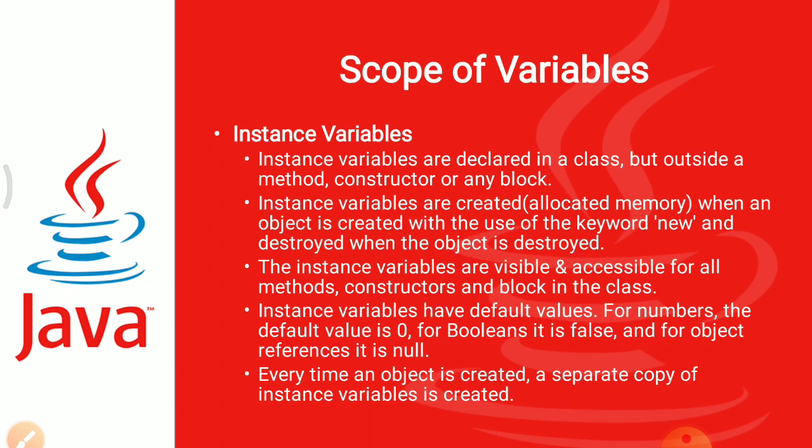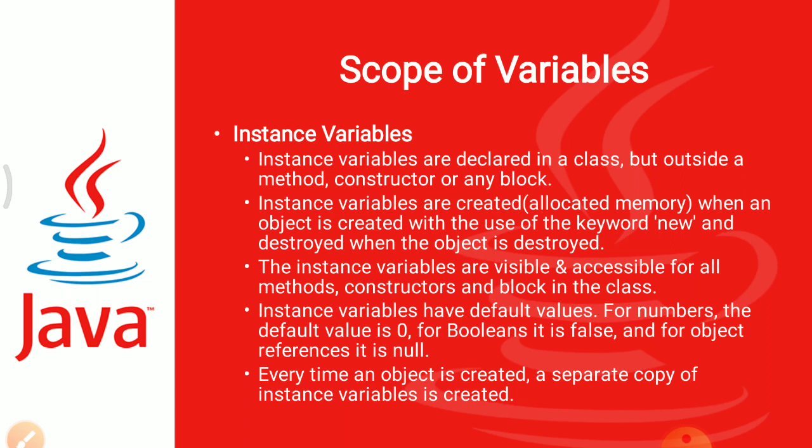Instance variables are declared in the class, outside any method, constructor or block. Instance variables are allocated memory when an object is created with the keyword new, and destroyed when the object is destroyed. The new keyword is used for memory allocation, and when we close that application or program, it gets destroyed. Instance variables are visible to all methods, constructors and blocks in the class, so we can call them global. Instance variables have default values. For numbers, the default value is 0. For boolean, it is false, and for object reference, it is null.